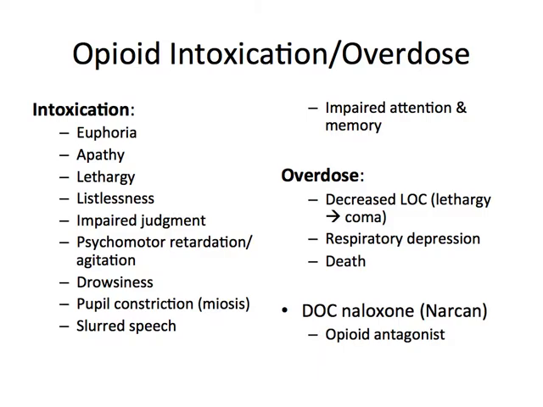Symptoms of overdose include decreased level of consciousness, usually on a spectrum between lethargy and coma, and cardiopulmonary depression. The treatment of choice for opioid overdose is naloxone or Narcan.